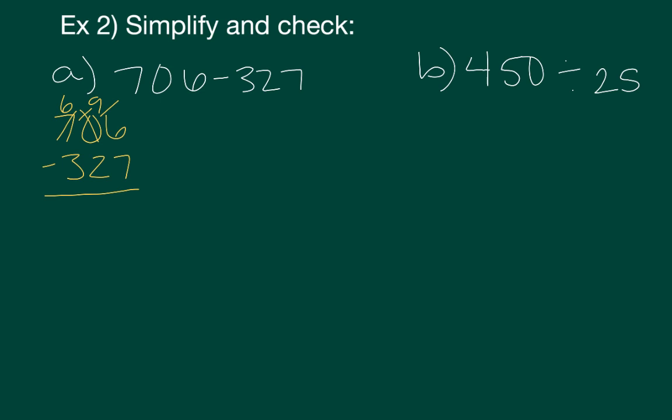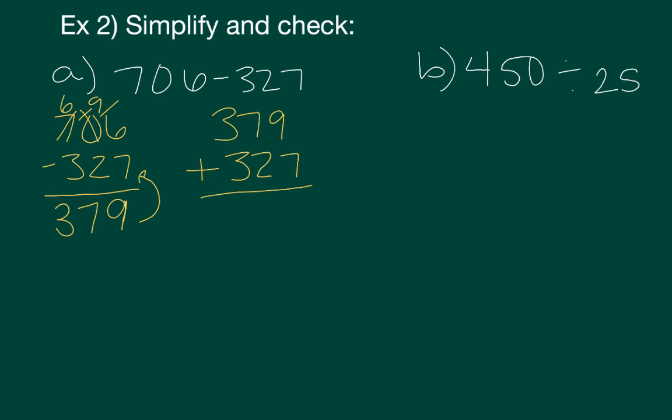You have to borrow, then subtract. 16 minus 7 is 9. 9 minus 2 is 7. 6 minus 3 is 3. So the answer is 379. Now, of course, let's check it. Remember, we take our answer. We do the opposite. We're going to add what we subtracted. We're going to add this 327.